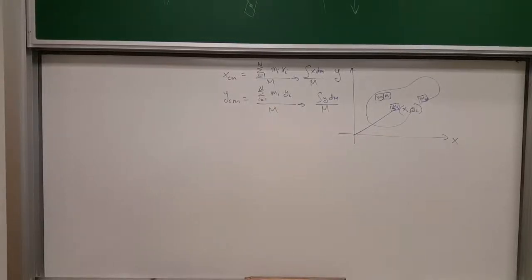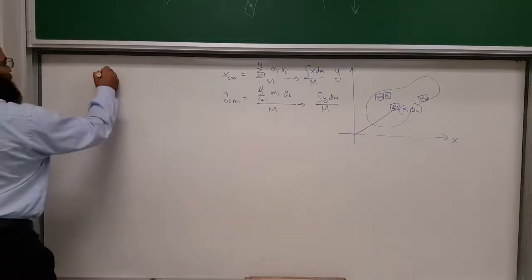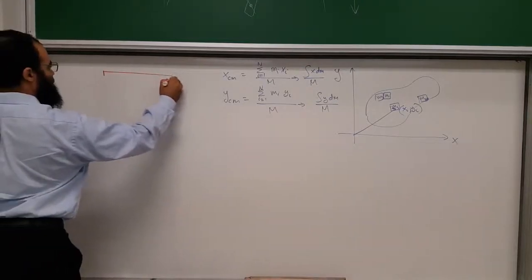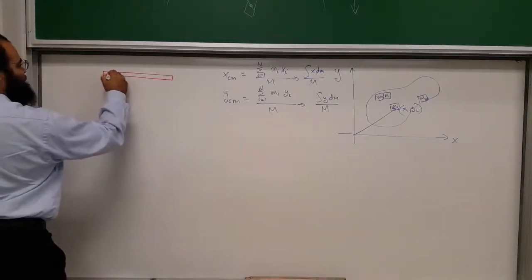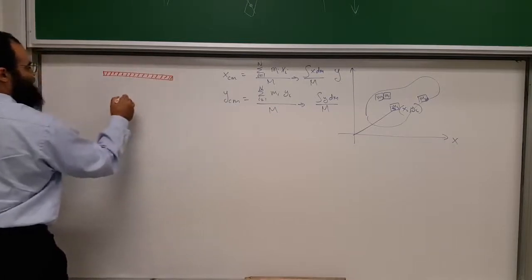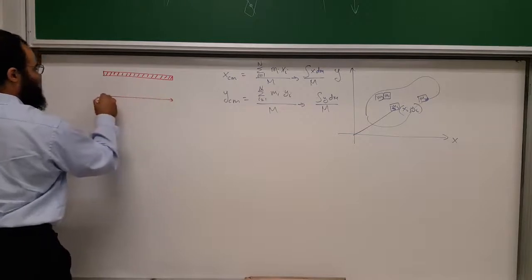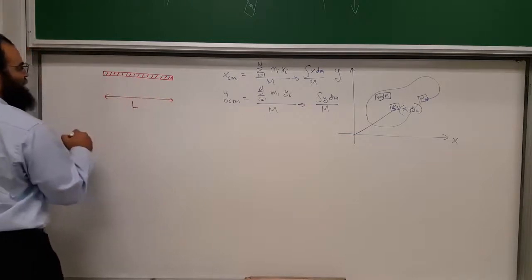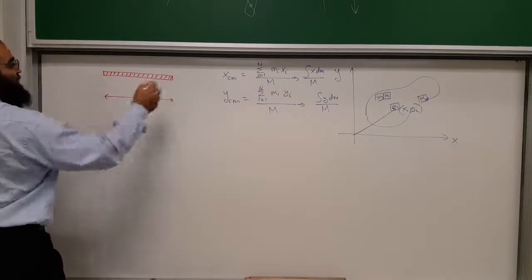Okay, welcome back. So I'm going to calculate the center of mass of an extended object, namely a rod of length L and mass M, capital M. So let's say I have a rod here, and it has a length, capital L, and the mass of the rod is capital M.